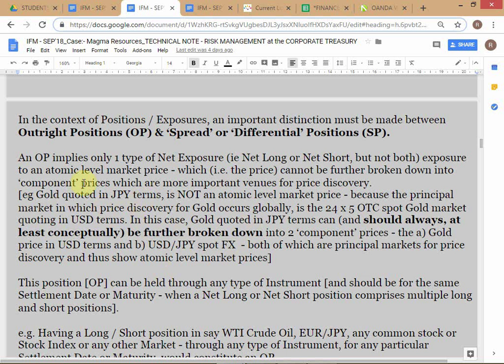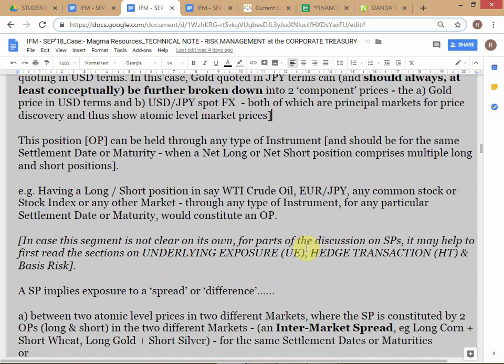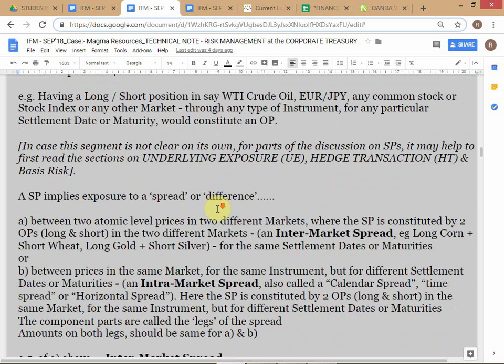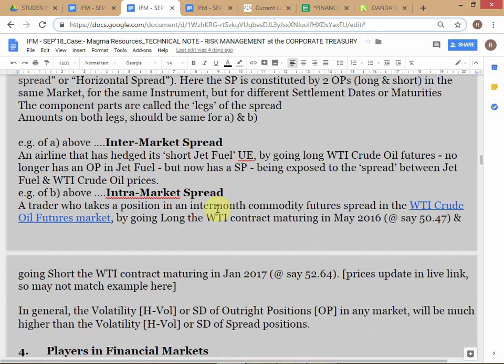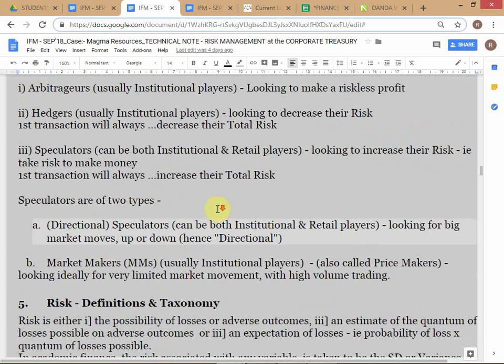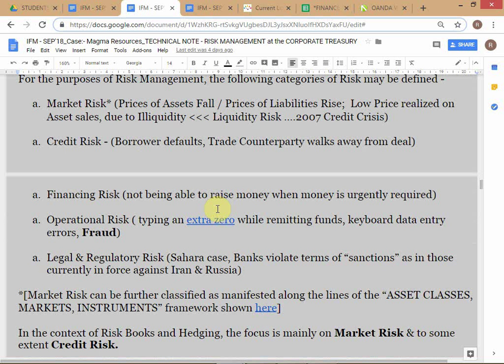Here there's a lot of discussion on atomic level markets. You can read this and see if you have understood it. If you don't understand, then you ask me a question. If I've given you the notes and you haven't asked a question, I assume that you have understood everything, because the things have already been explained in the class. If you don't understand something, you're supposed to ask questions. Intermarket spread, this has also been covered. Players in financial markets, it's already been covered. Risk. Okay, now let's go through this. Typically this is how risk management works.